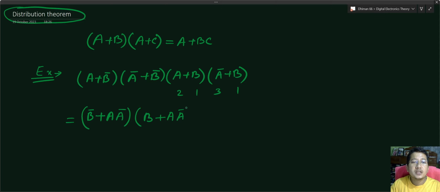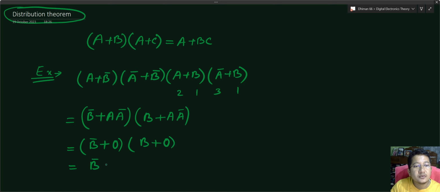In digital electronics we have so many theorems. I will explain each of them one by one with examples of how we can apply them. Now let us write here B bar plus A bar A bar, which is 0. Similarly B plus A bar A bar is 0. So we can write it as B bar multiplied with B. B bar multiplied with B will be 0.